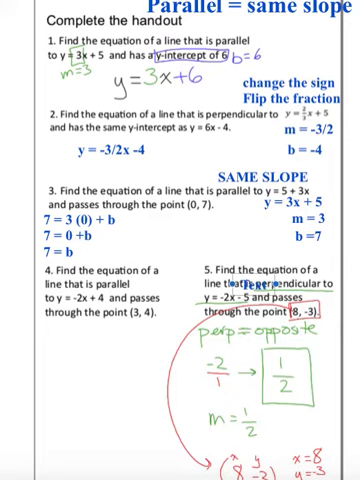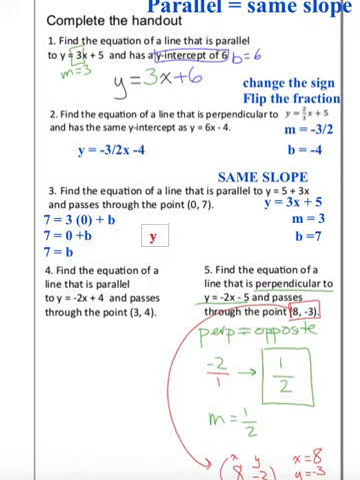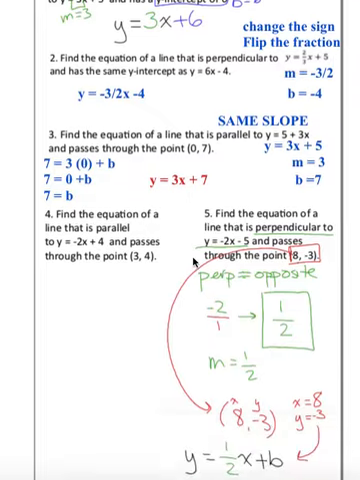So we can now put our information into our equation. I'm just going to change the color. So our equation is y equals, we found our m, which is 3, x, and we found our b, which is 7. And that's our answer.